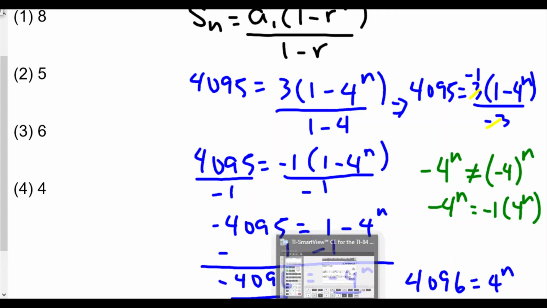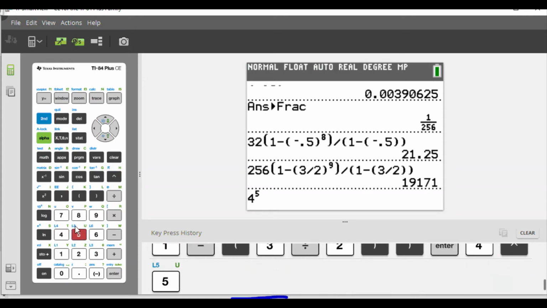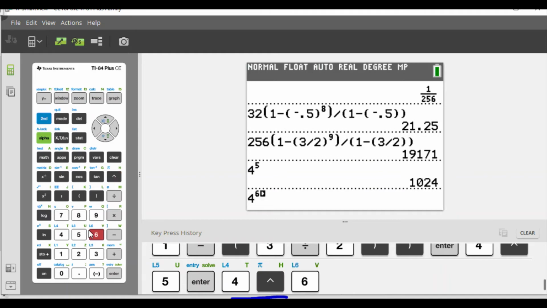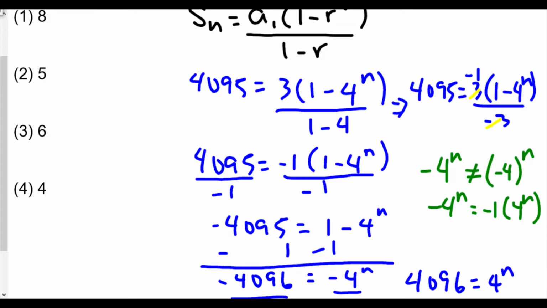Okay, so let's go to calculator here. So 4 raised to the 5th power is equal to 1024, too small. 4 raised to the 6th power, 4096, there you go. So that's the number we're looking for. So we see in this case, 4 to the 6 equals 4096. Therefore, the nth term will be 6. That's what we're looking for. I have n terms here. Okay?